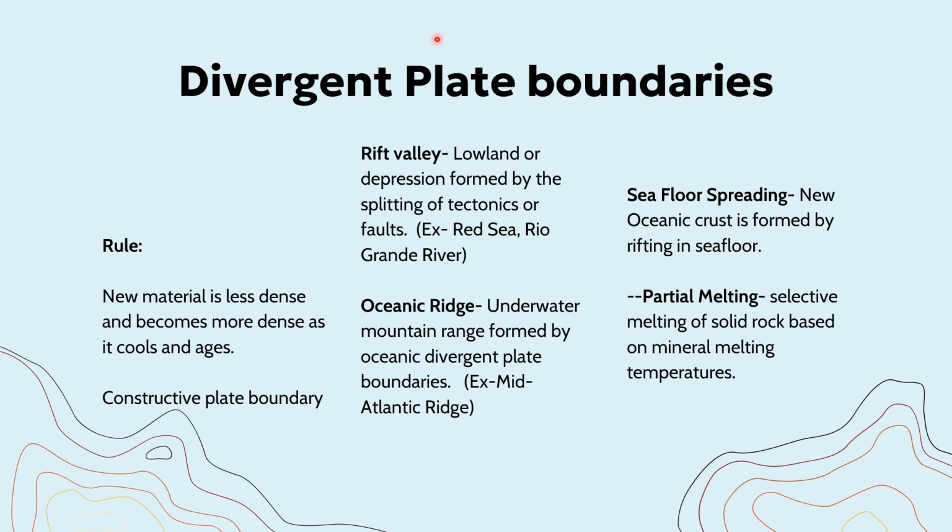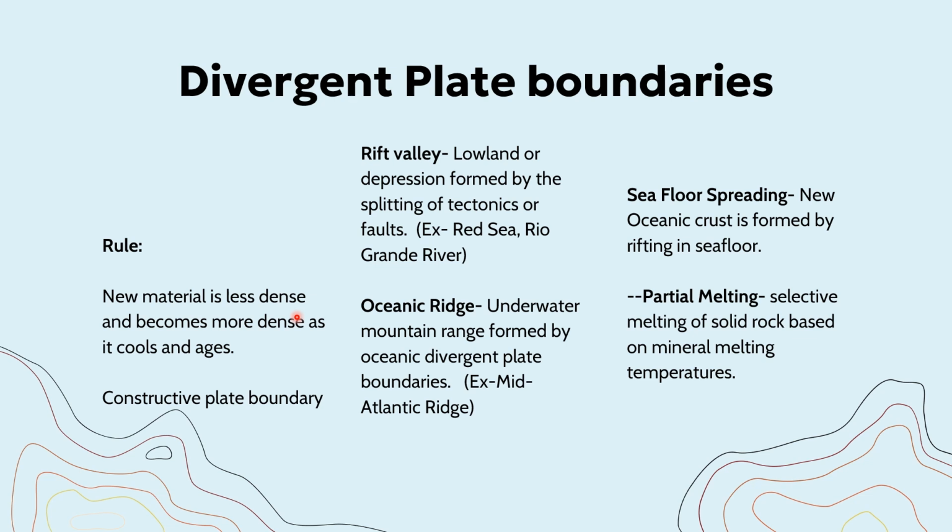A rift valley is a lowland depression formed by the splitting of tectonic plates or faults. An example of this is the Red Sea over near Africa, or in the United States, the Rio Grande River. An oceanic ridge is an underwater mountain range formed by oceanic divergent plate boundaries. An example of this is the Mid-Atlantic Ridge.